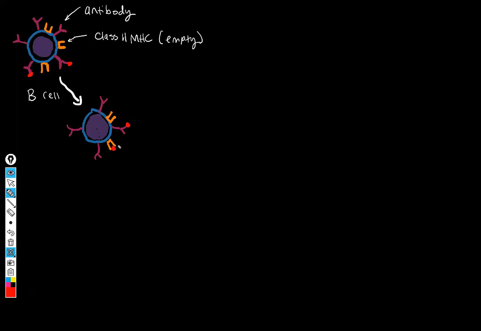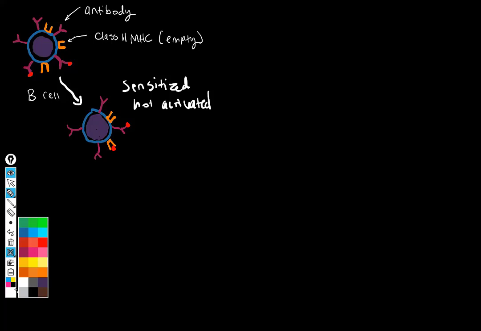But we're not done yet. So this is the first step, and it's an important first step, but we still have to activate them fully. So these are what are considered to be sensitized, but they're not activated. So for activation, we need a CD4 helper T cell specifically. So fortunately, those aren't hard to find.